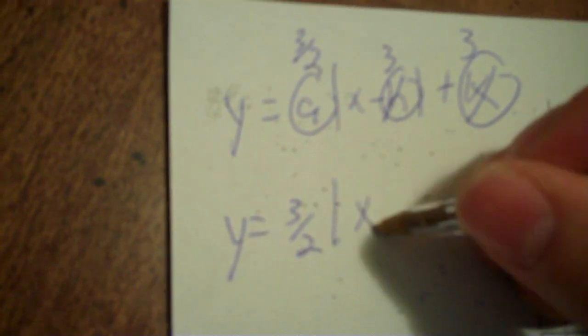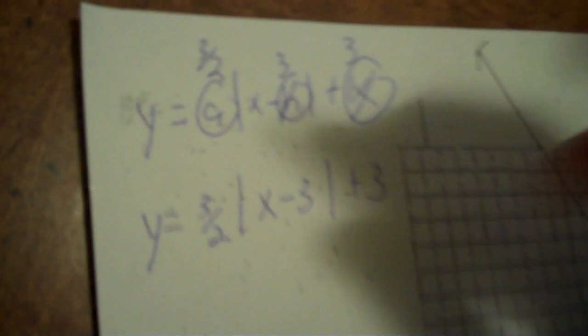One, two, three. 1, 2, 3. H is 3. K is 3. Then really the first point is that one. So up 3, positive 3, forward 2. So 3 over 2, not 2 over 3. So y equals 3 over 2, absolute value x minus 3, it doesn't go to plus 3, and then plus 3.